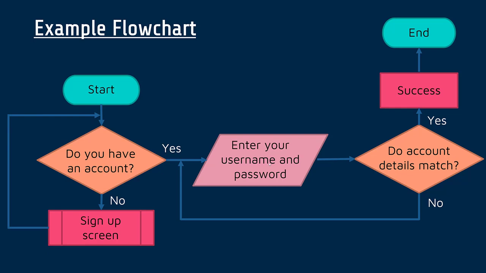This is an input box. You then check, do the account details match? If they don't, you loop back and re-enter the username and password. If they do match, it is a success and the program ends. So as you probably figured out, this is for a website where you're logging in with a username and password. The fancy word is authenticating. If you are authenticating, you are checking somebody is who they say they are.